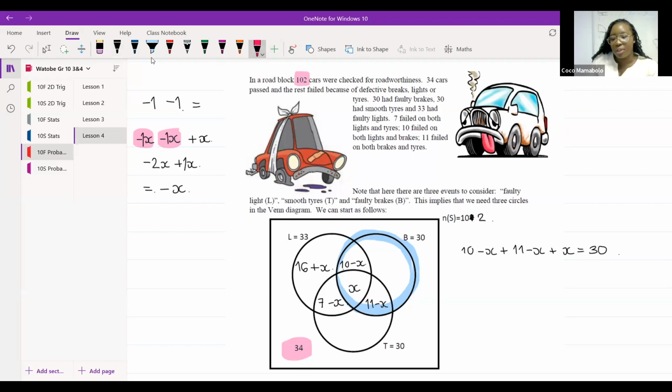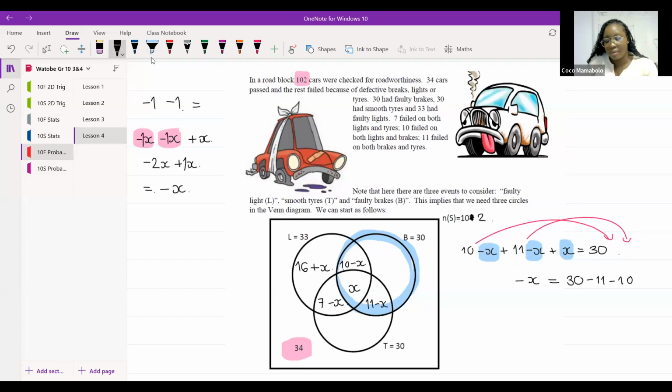Okay, now we're going to transpose. Yes, 10 will go over, 11 will go over, and we know that negative x minus x plus x will give us negative x. Agreed? Is equal to 30 minus 11 minus 10, which would give us 9. Correct. So negative x is equal to 9, but because we don't know what the circle is equal to, we're going to take this negative x and transpose it as well. So what is left of it is 9 plus x. Agreed. So this part over here will be 9 plus x.